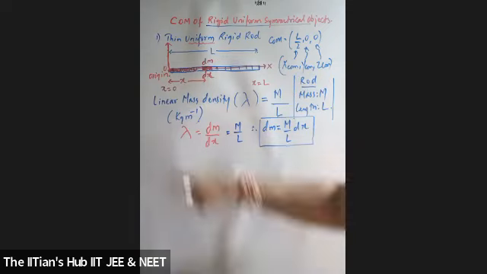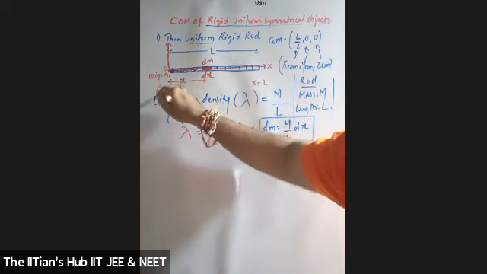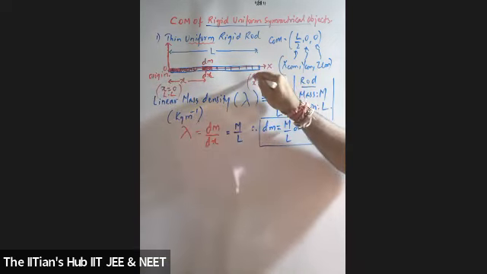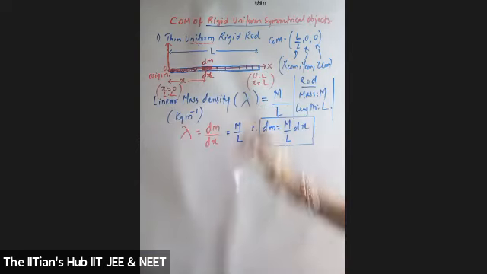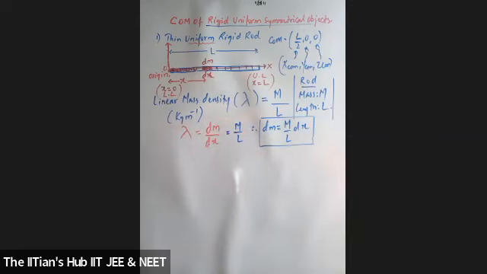So x equal to 0 will be assigned as the lower limit, and x equal to L will be assigned as the upper limit. So sir, you'll be using integration. Integration from lower to upper limit. Why not? What exactly is dm? M by L into dx.